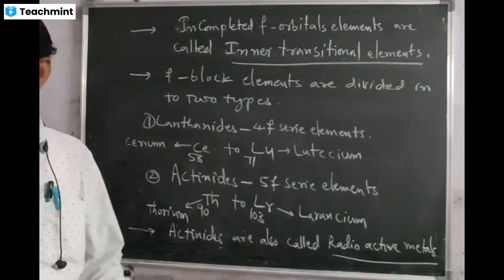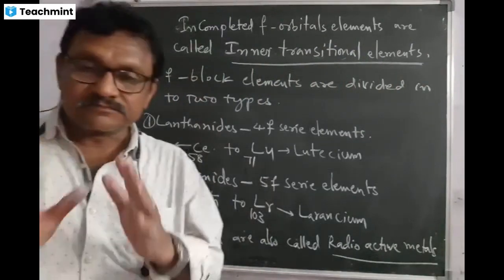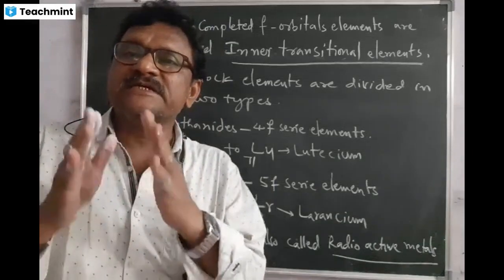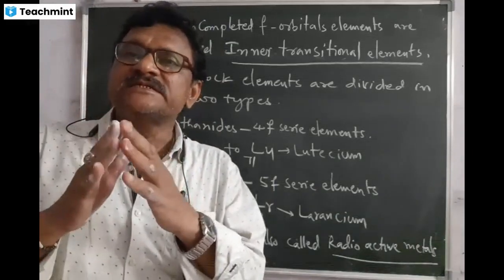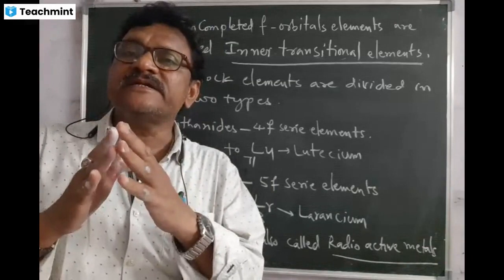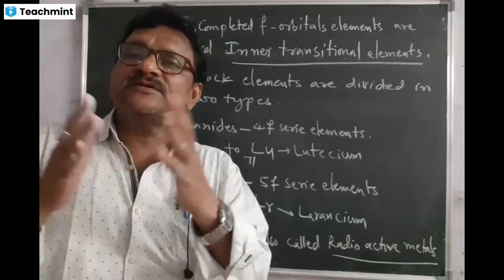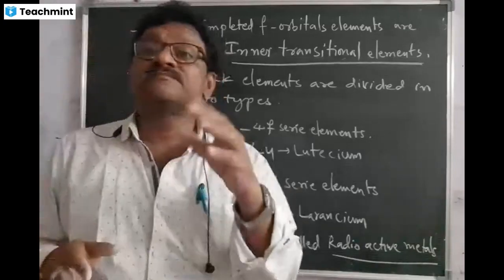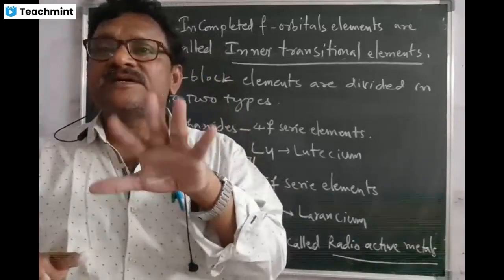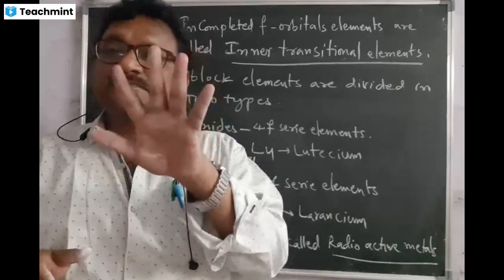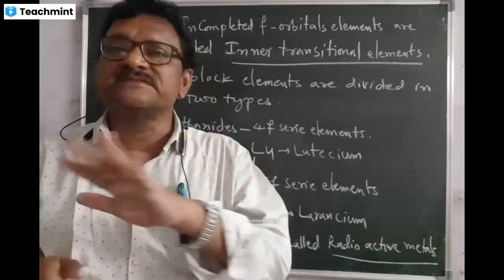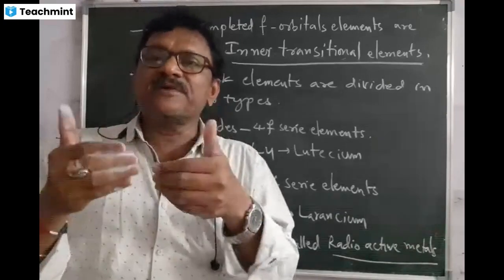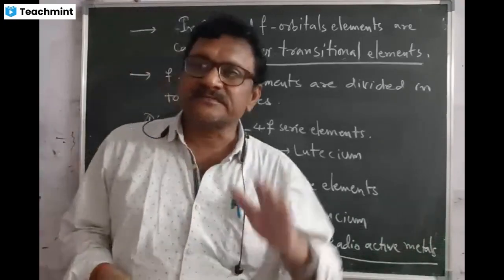You write. With this we completed blocks. That means scientists divided elements into four major blocks based on their valency configuration. What are those? S block, P block, D block, F block. We have finished that entire big topic today. The remaining part we will discuss tomorrow. Let us stop here. Thank you.